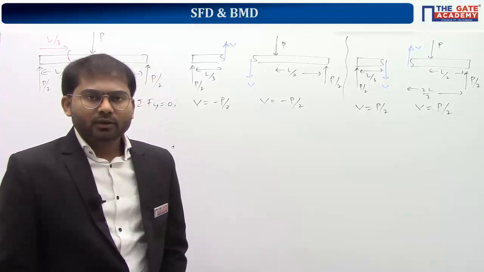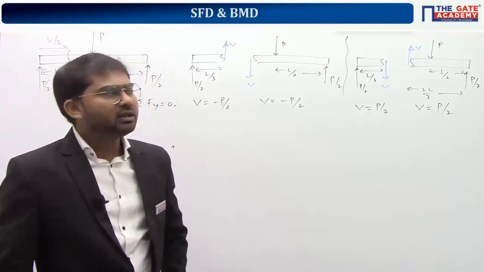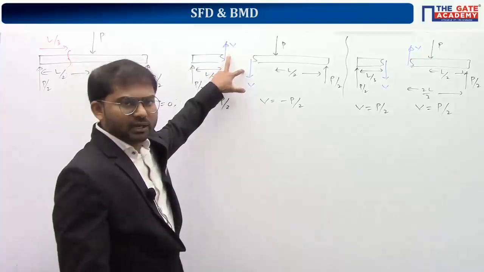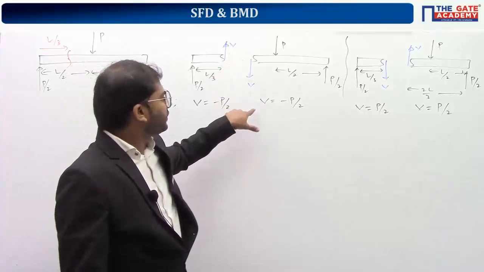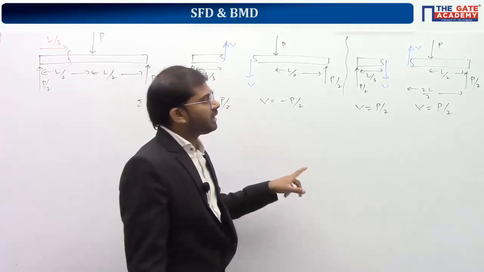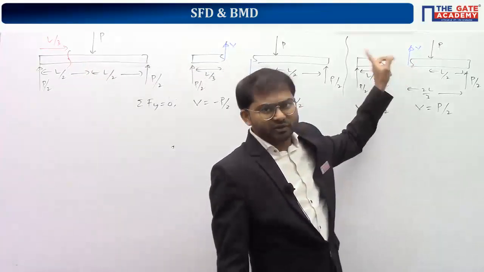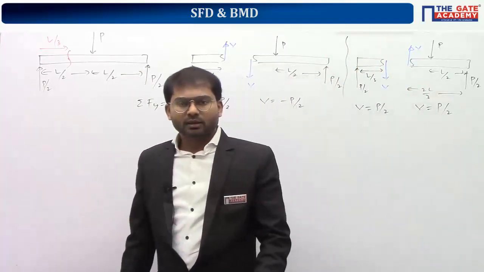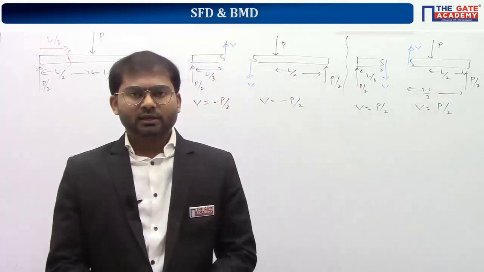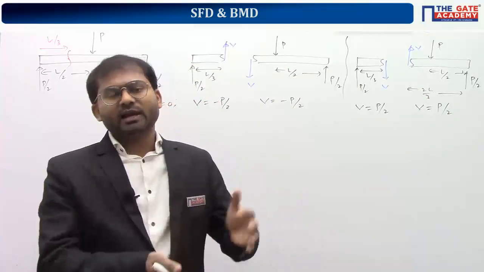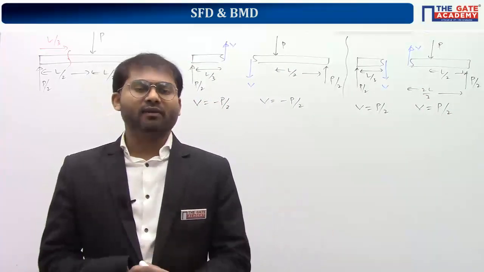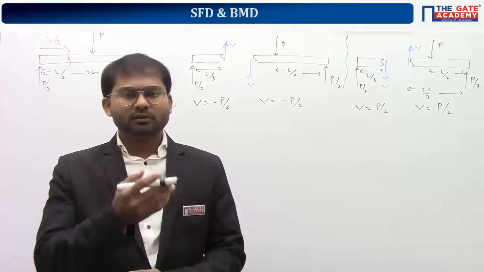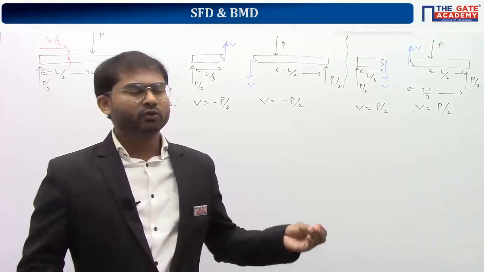Now, when you are dealing with V upside, V downside, we are getting shear force with some sign, and when you are taking V downside, upside, the reverse of the previous case, you are getting shear force with opposite sign. That's the problem here. Understand? Let's go ahead and calculate the value of bending moment, and then again look into this problem.